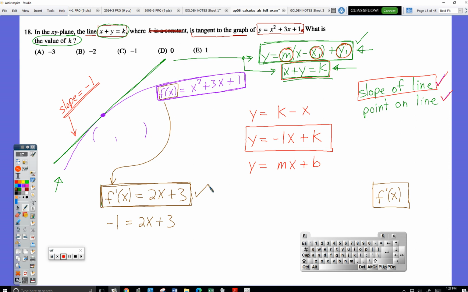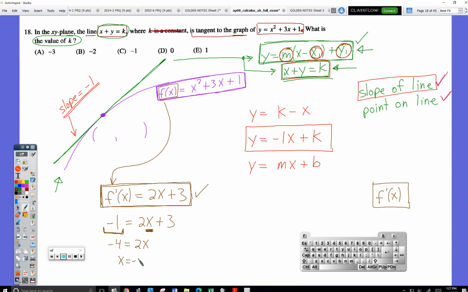We plug in a slope, and then we find x. Find the x at that slope. So find the x that causes that slope. So what would you do now, Josie? Subtract 3. Tell me what to write. Get -4 equals 2x, and then divide by 2, so it'll be -2. Tell me what to write. -2 equals x. There we go.